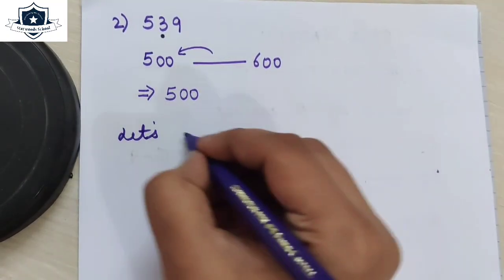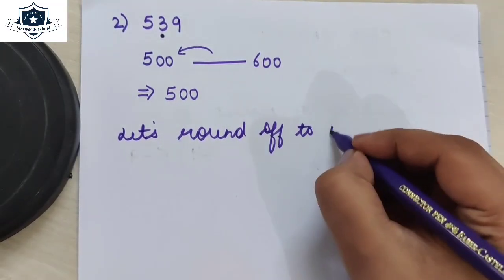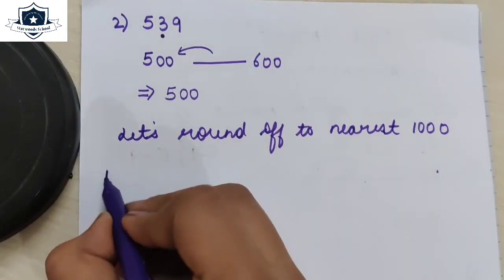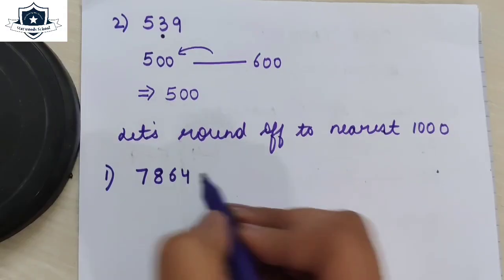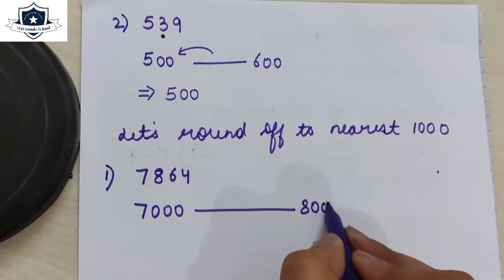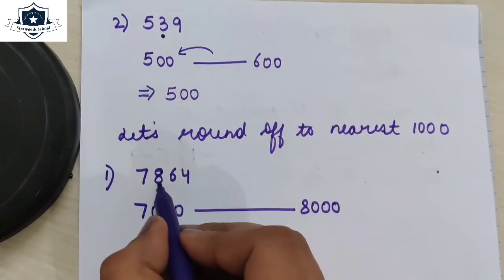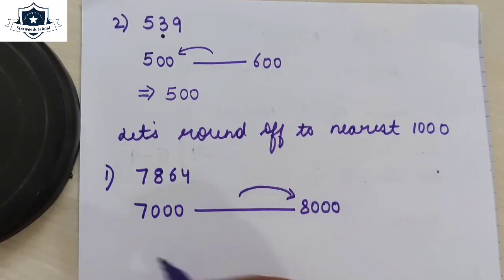Now, let's round off to the nearest 1000. Our first number is 7,864. The range of 1000 is 7,000 to 8,000. Now 3 zeros, so the third place. It is falling in the second bracket, the elder bracket, between 5 to 9. So it will jump off to the bigger number. So 8,000 is the answer.